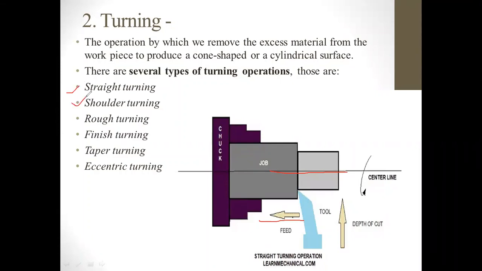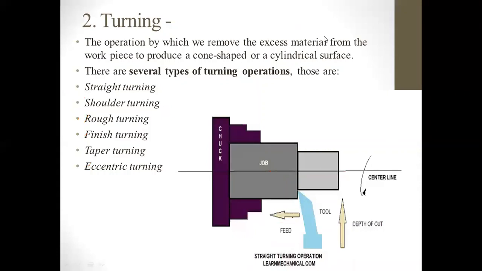There are several types of turning operation, such as straight turning, next one is shoulder turning, rough turning, finish turning, taper turning and eccentric turning. In this turning operation, same as the facing operation, the job will be fixed in the chuck, and feed will be given to the tool post, and material will be removed in the form of chips.